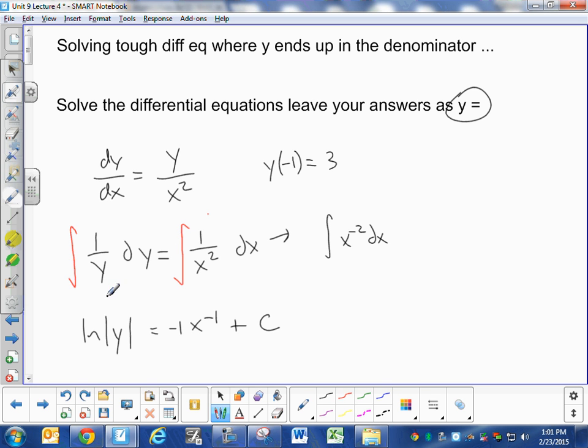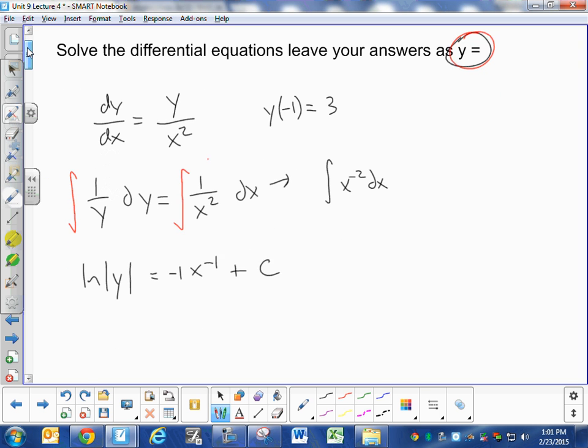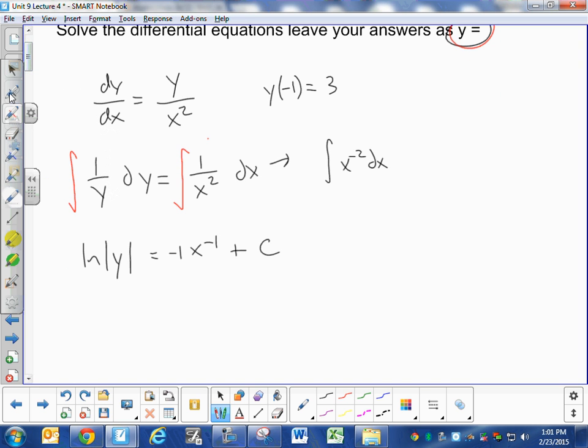Well, this is good. This is actually a general solution. If they just asked you for a general solution, you could have given this. But they don't. They ask you for a particular solution in the form of y equals. So we have more work to do. Well, let's start by trying to solve for y.